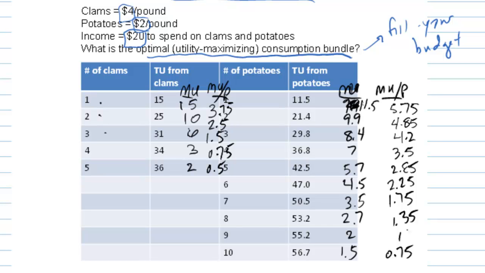Okay, so now we have the marginal utility per dollar of each clam as we go and each potato as we go. So let's consider we have a choice with our first purchase to buy either a pound of clams or a pound of potatoes. Basically, we're just then going to compare, okay, do we buy this first pound of clams, which gives us 3.75, or do we buy this first pound of potatoes, which gives us 5.75 utils per dollar?